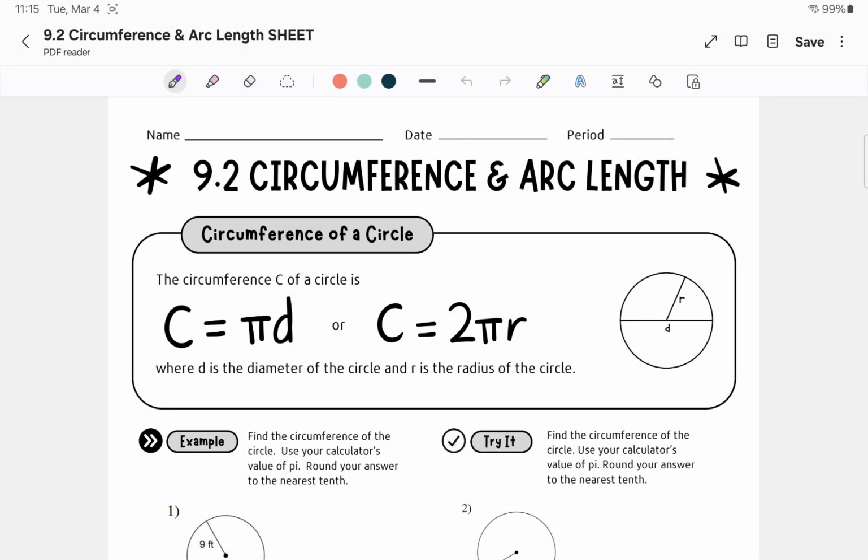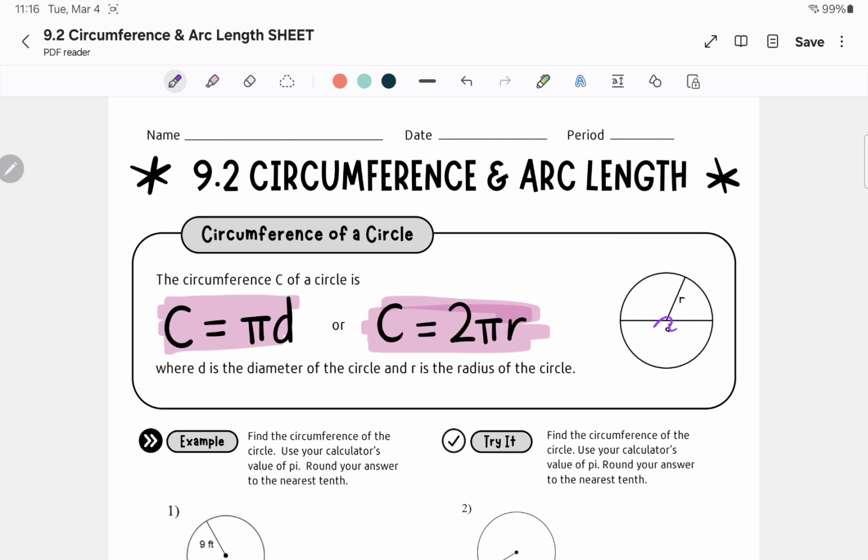Hello, welcome to lesson 9.2, circumference and arc length. So first we are going to look at circumference of a circle, and we're going to be using these two formulas right here. So if you want to go ahead and highlight them. If they're giving us the diameter, we want to use this first one that has D in it. If they're going to give us radius, we want to use the second one that has R in it.